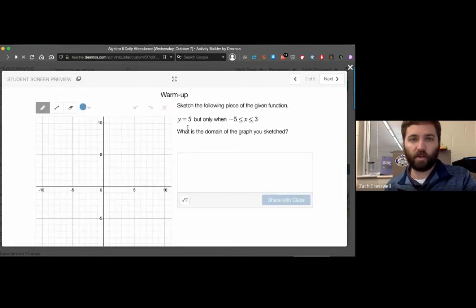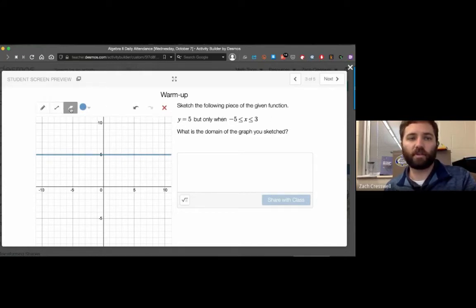Okay, I'm just going to walk through the next two. I'll go a little bit quicker. The second one is shorter here. So y equals 5, only between negative 5 and 3. I'm going to start by sketching the whole line. y equals 5 is a horizontal line at y equals 5. But then it says only graph the piece that is between negative 5 and 3.